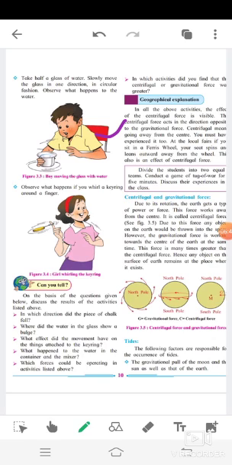However, the gravitational force is working toward the center of the earth at the same time. This force is many times greater than the centrifugal force. Hence, any object on the surface of the earth remains at the place where it exists. You can see figure 3.5, centrifugal force and gravitational force.